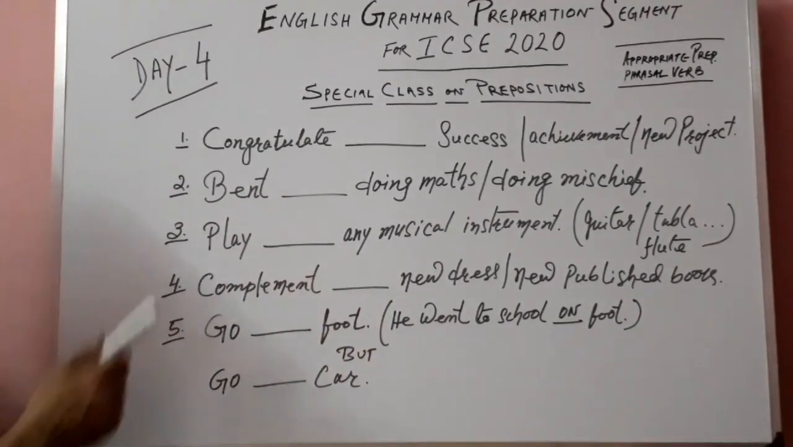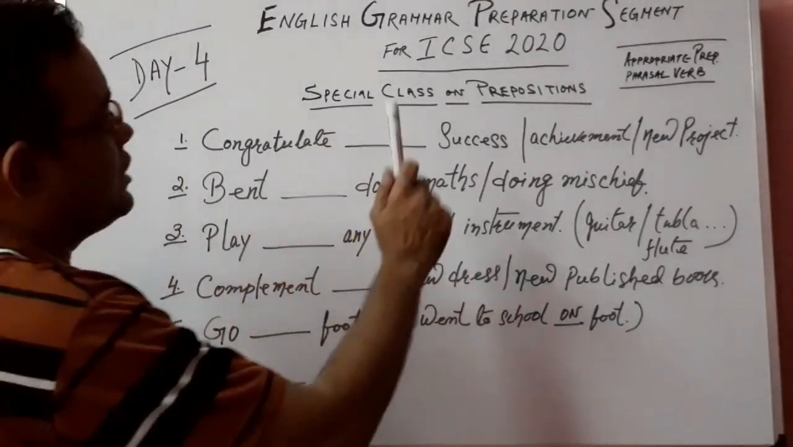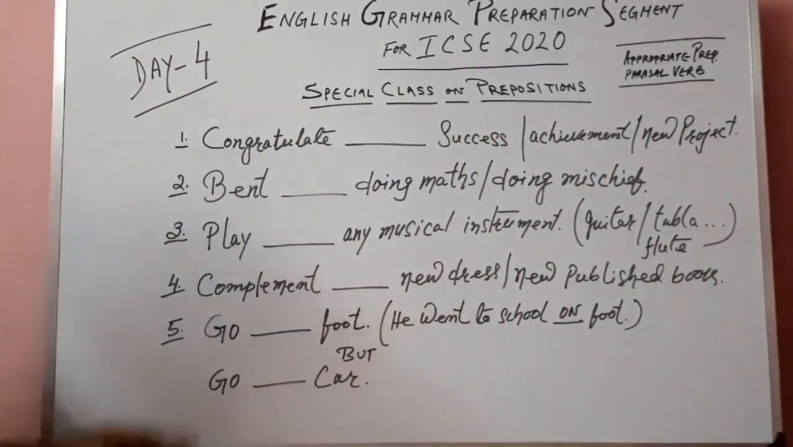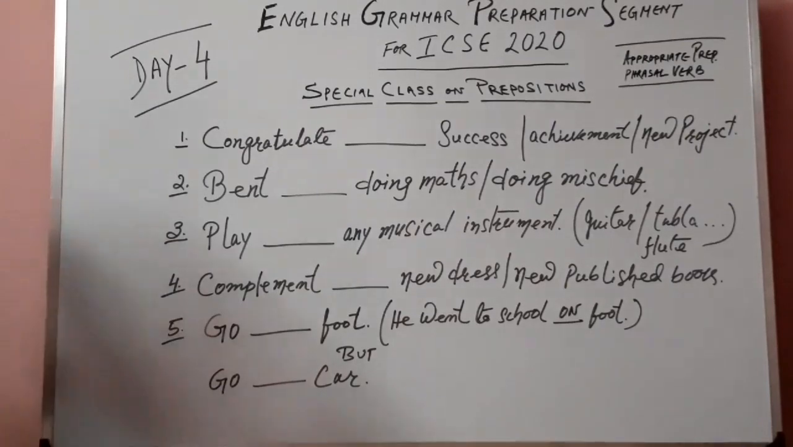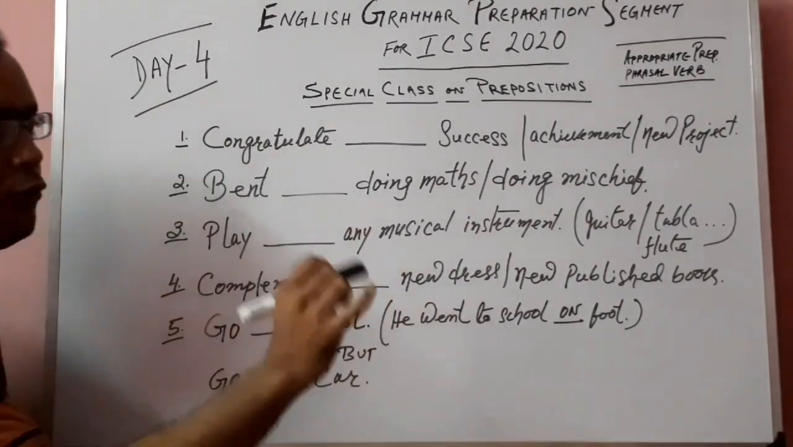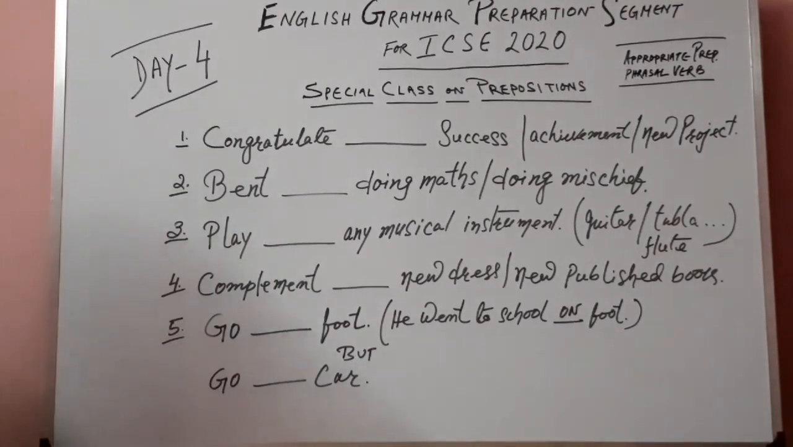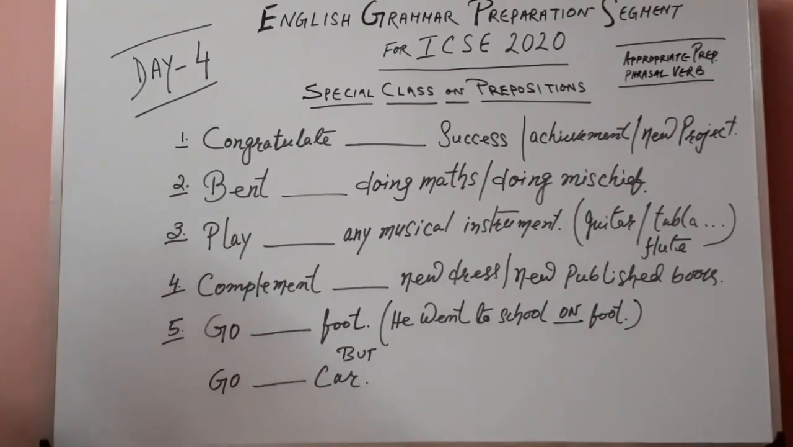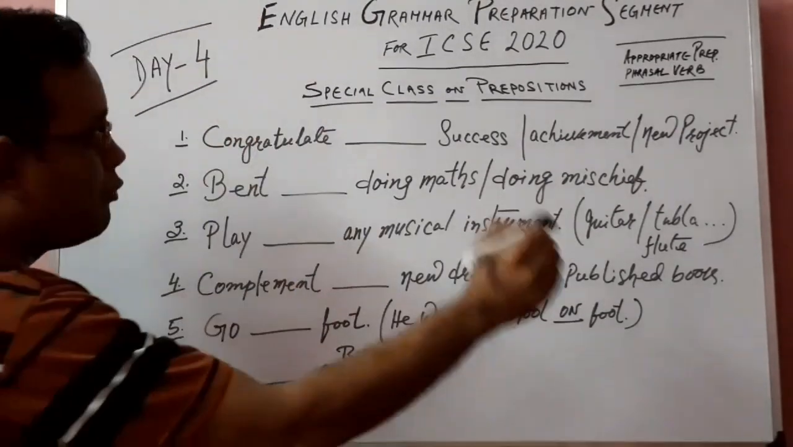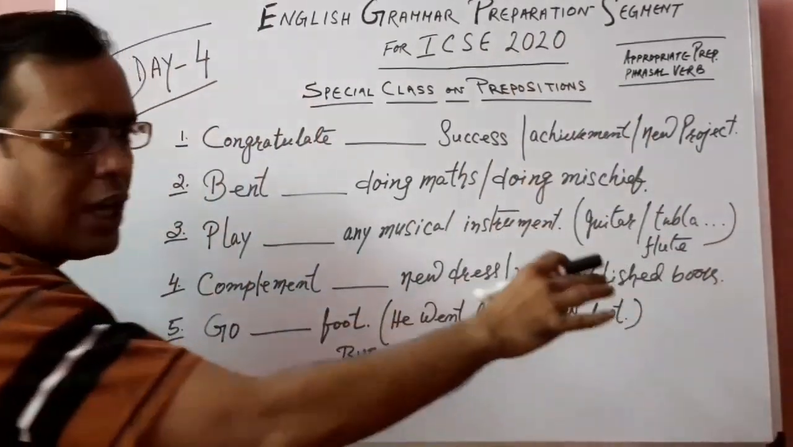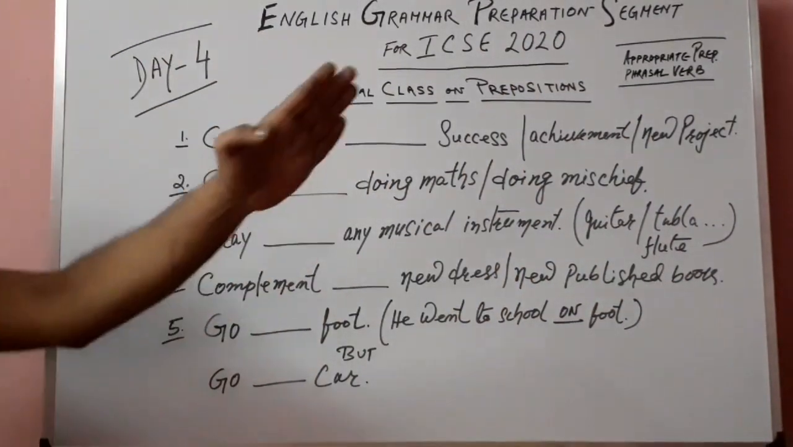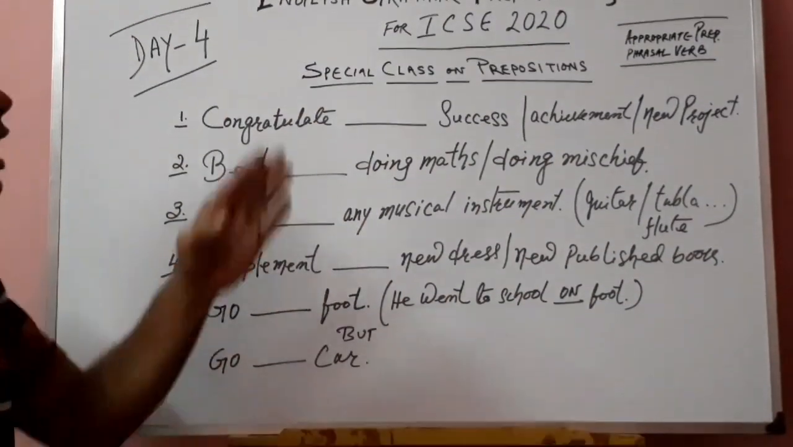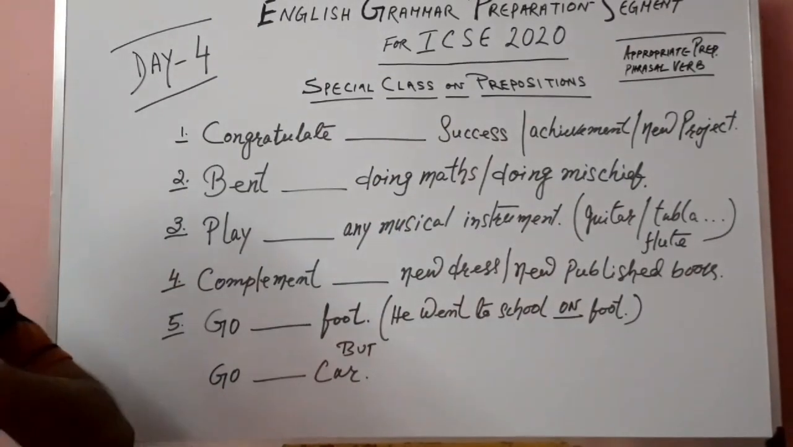So first is congratulate. Congratulate, fill in: success, achievement, new project. So congratulate on. You have to keep in mind, for congratulate, by default on will be used all the time. It could be he congratulated me or I congratulated him, on his success. I congratulated him on his achievement.